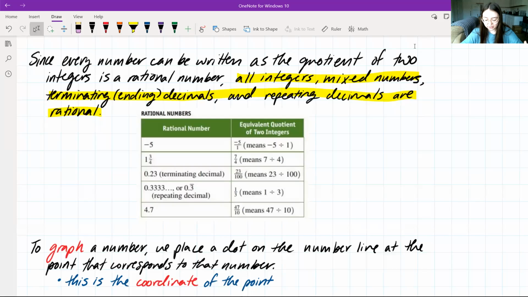Now, to graph a number, we place a dot on the number line at the point that corresponds to that number. And this would be the coordinate of a point.